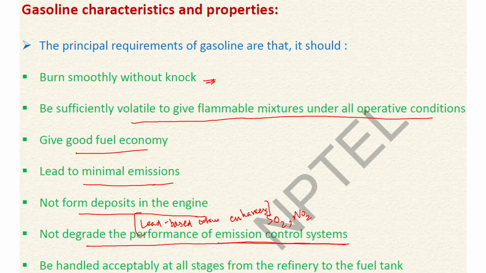It should be handled acceptably at all stages from the refinery. Easy handling of gasoline from the refinery to the fuel tank should be done. Proper handling should be done. It should not be that it has very high volatility and gets evaporated from the refinery to the fuel tank. So it should not happen.